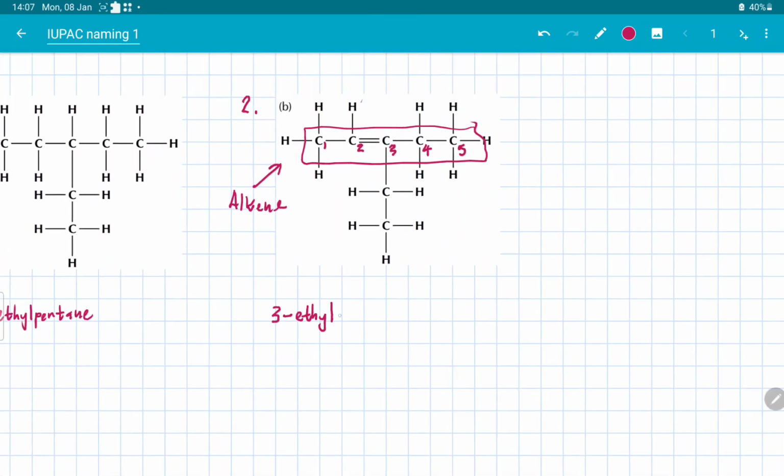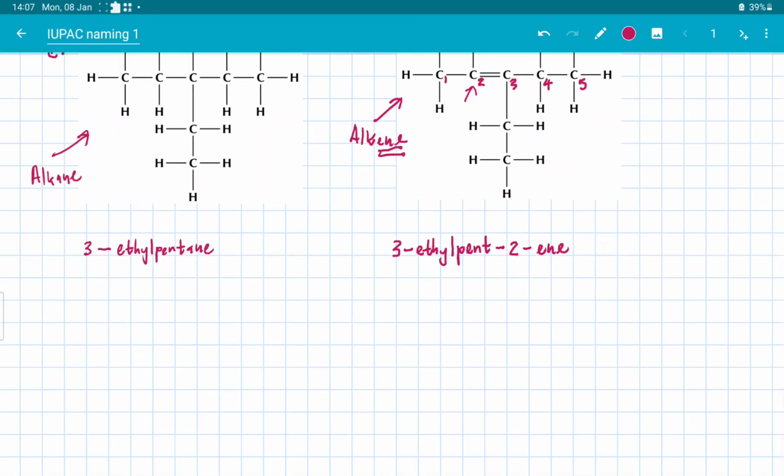So the main continuous chain has 5 carbons. So I'm going to say pent. I can't say pentane now. Why? Because there's a double bond here. Where? At carbon 2, people. Remember the lowest carbon possible. So pent-2-ene. Why ene? Because the alkene ends with ene. So basically this is 3-ethylpent-2-ene. Yeah. Let's go. Do example 3.